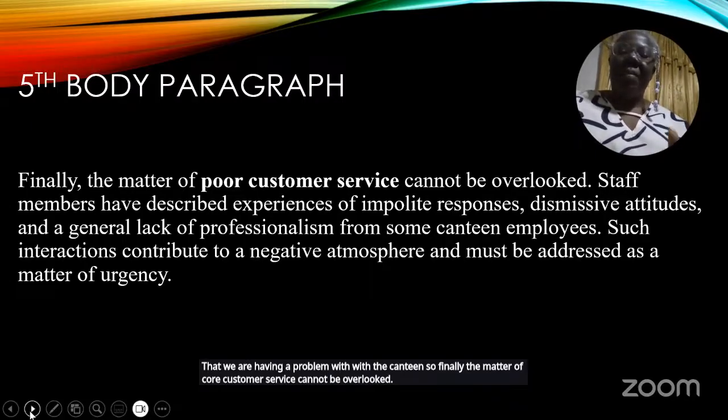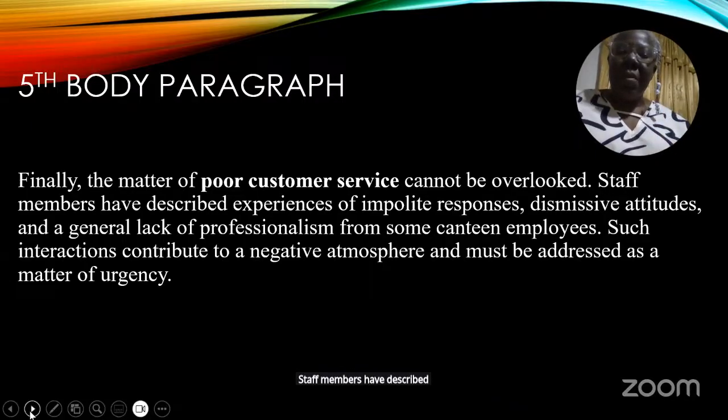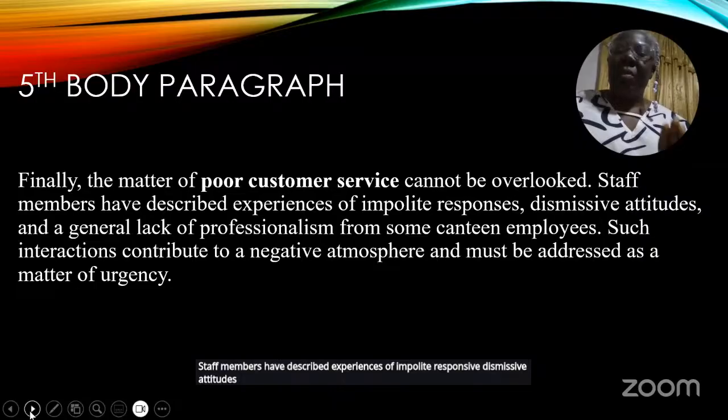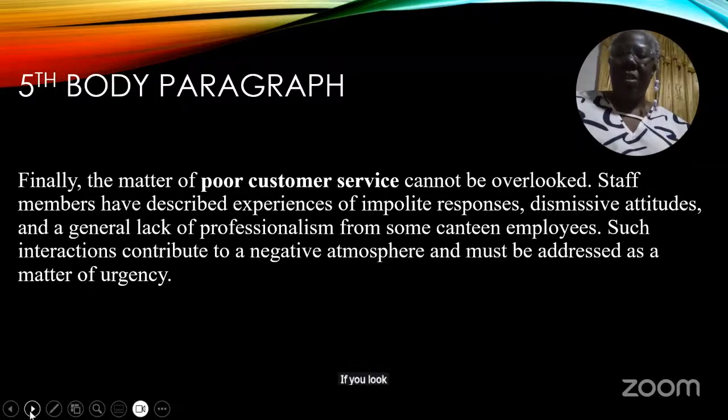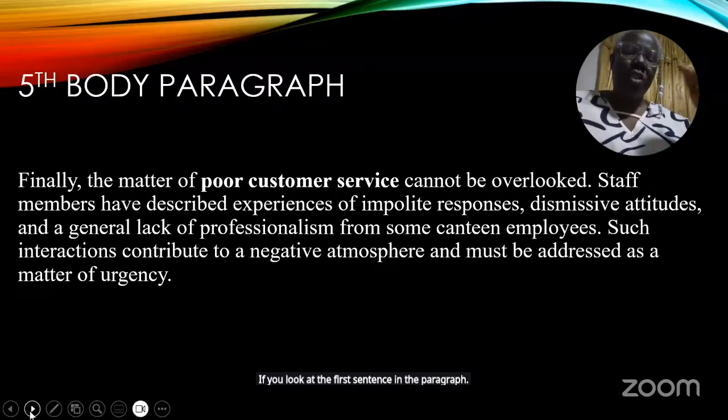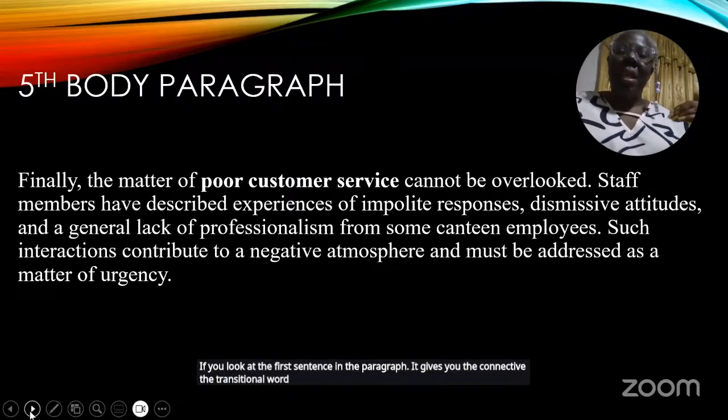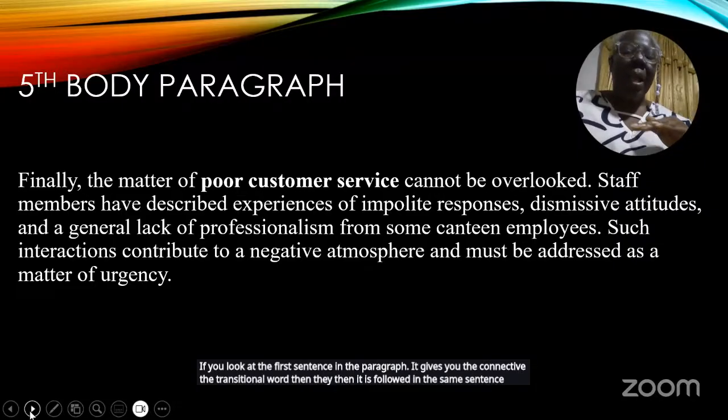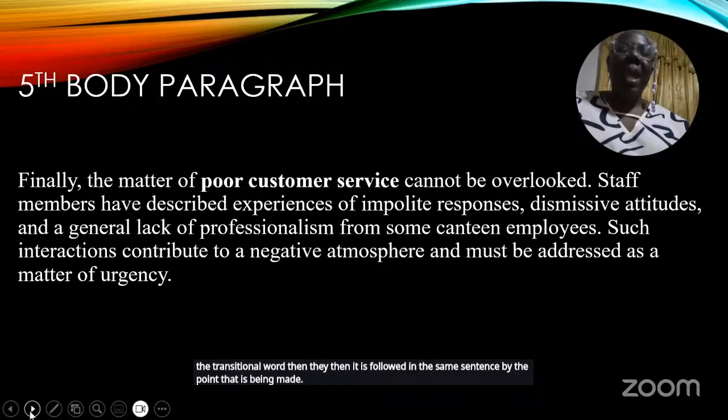Staff members have described experiences of impolite, dismissive attitudes, and a general lack of professionalism from some employees. Now, if you look at the first sentence in the paragraph, it gives you the connective, the transitional word. Then it is followed in the same sentence by the point that is being made. And then the support, now, the example.